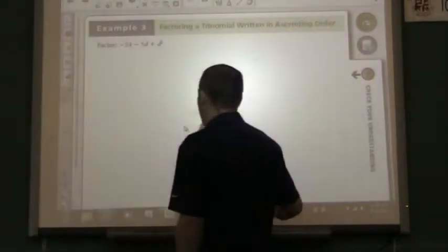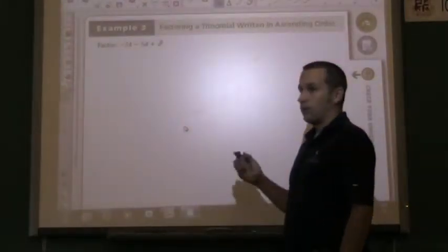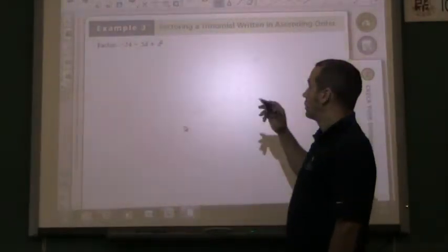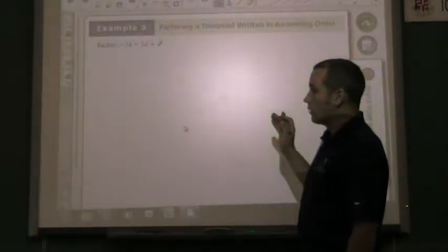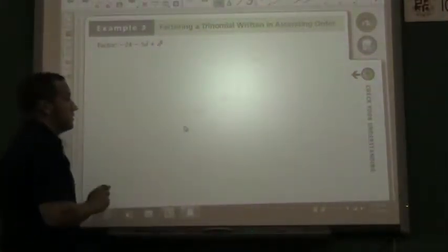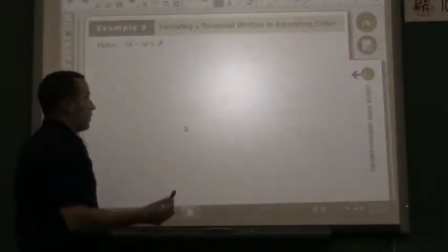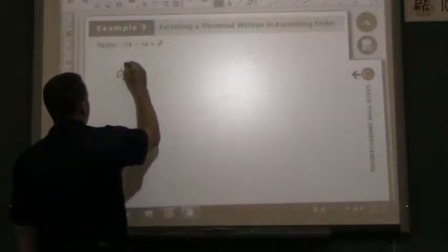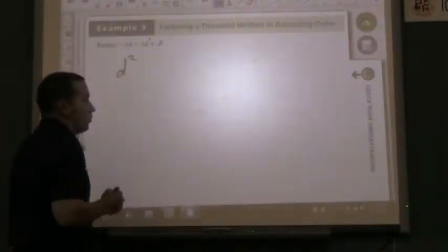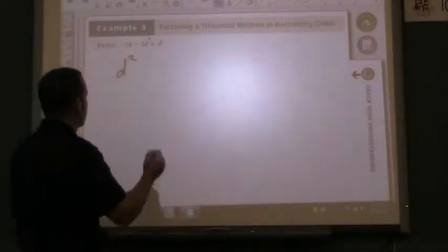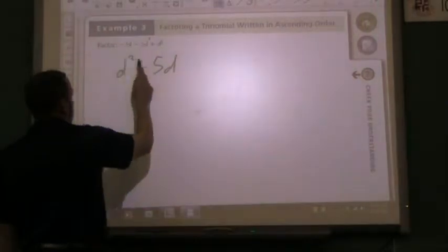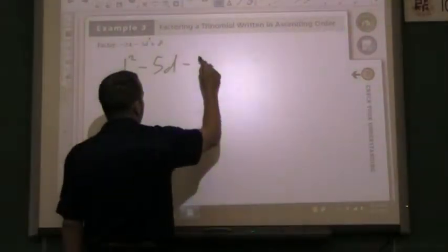But, as I mentioned in the very first video, mathematicians usually write any type of polynomial in what's called descending order. In other words, the variable here that has the highest exponent on it is d squared. So that's the one you usually write first. So I write that as d squared first. Then this d has an exponent of 1 on it that's not shown, so that's the next highest. So a minus 5d is my next term. And then finally, I have the one that has no variable at all, which is the minus 24.